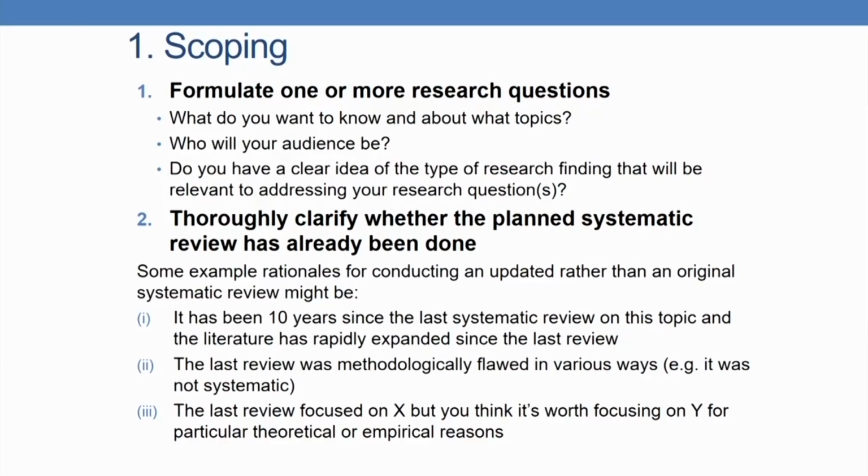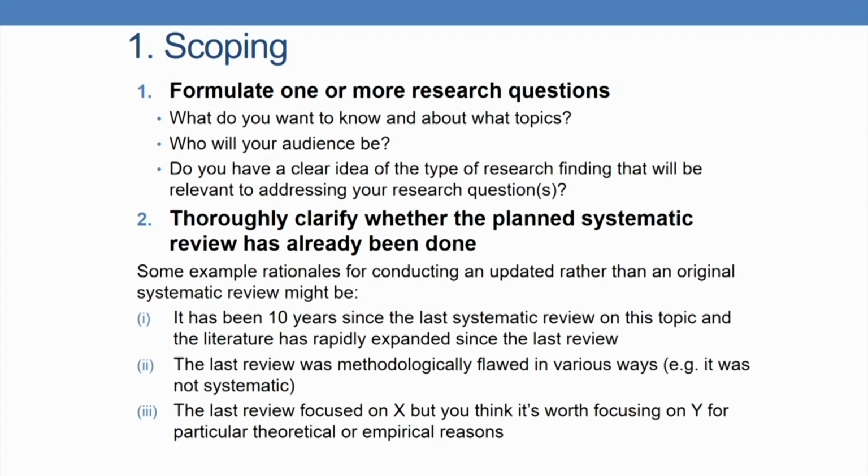Some rationales for conducting an updated rather than an original systematic review might be the following. First, it could be that it has been 10 years since the last systematic review on this topic, and the literature has rapidly expanded since, and therefore we need to update it. The last review may have been methodologically flawed in various ways, or in other words it may not have been systematic. Similarly, the last review may have focused on some reasons, say X, but we want to focus on something else, say Y, for particular theoretical or empirical reasons.